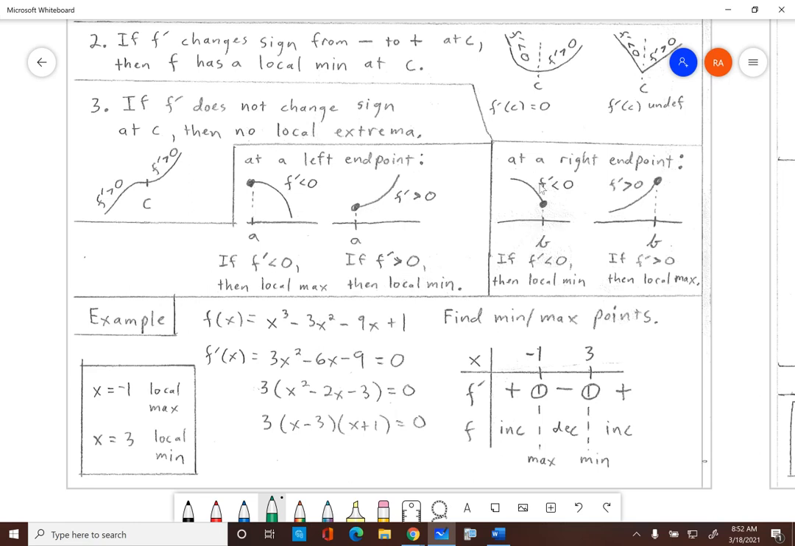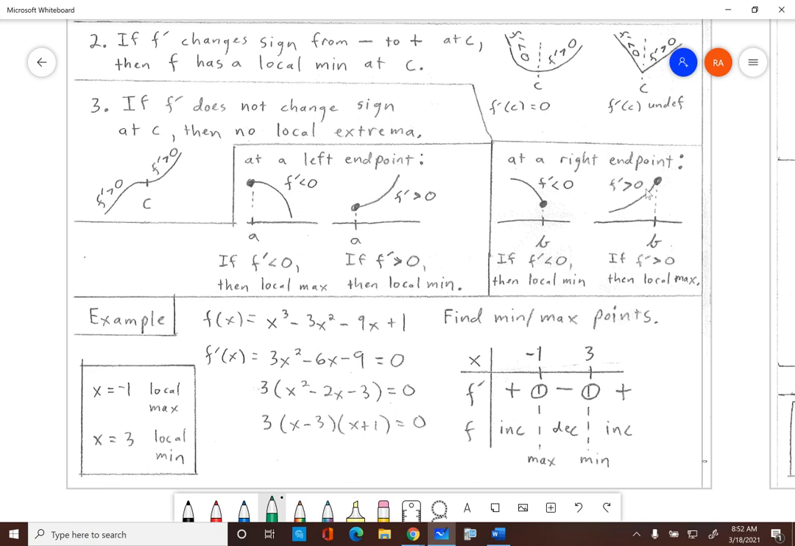For a right endpoint, if the derivative is negative as you go towards a right endpoint, that means the original function was decreasing as it approaches it, which makes it a local min. If the derivative is positive as you approach that right endpoint, that means the original function is increasing as you approach it, which makes it a local max.